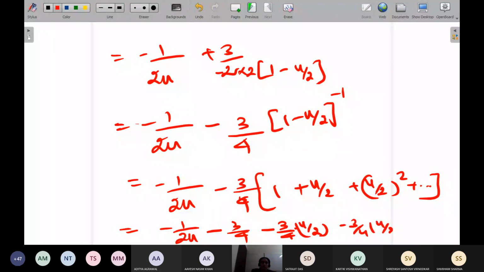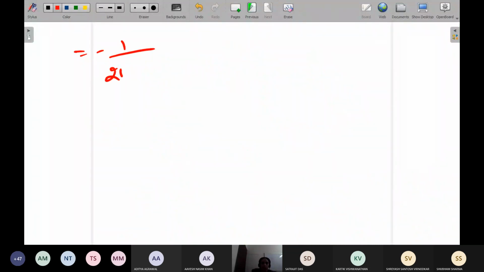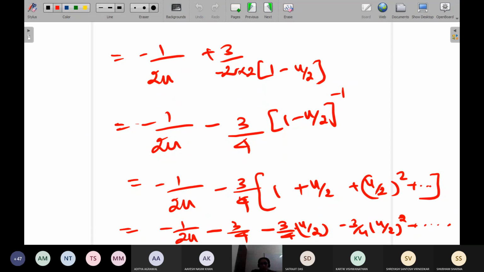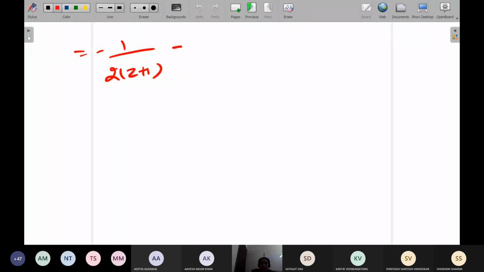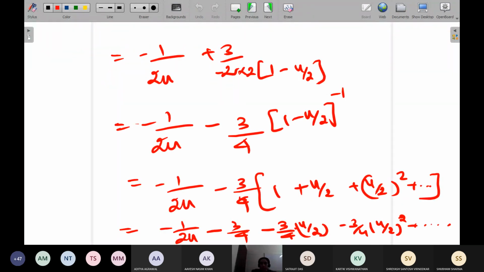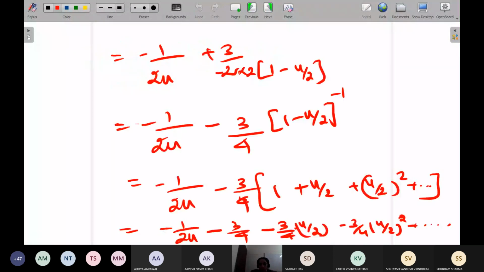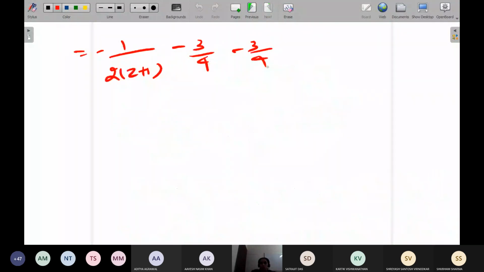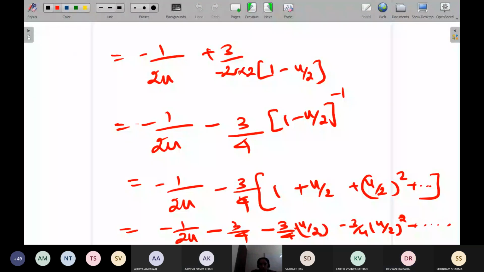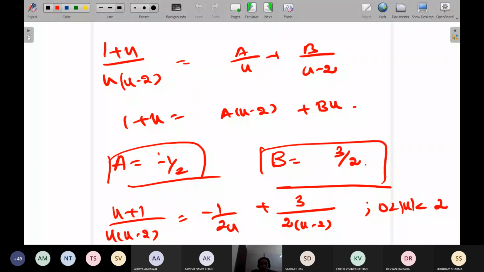Just replace your u. So once you replace, you'll get minus 1 by 2 into z plus 1, and minus 3 by 4, minus 3 by 4 into u by z plus 2. So z plus 1 by 2, minus 1. Ma'am, it's z minus 1. Yes, u is z minus 1, na? Oh, sorry.